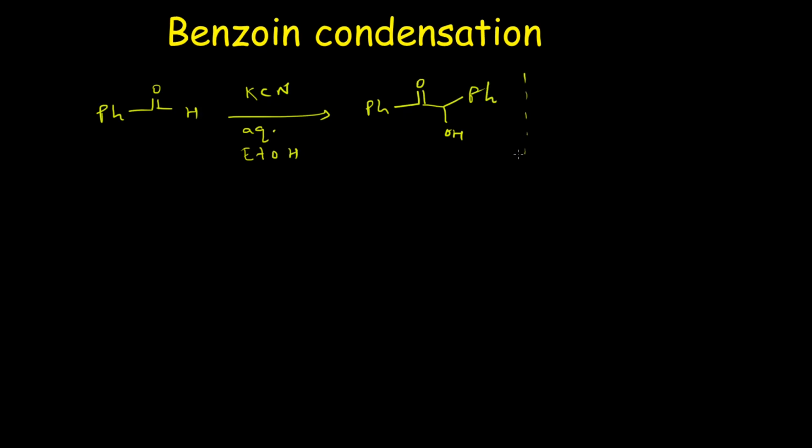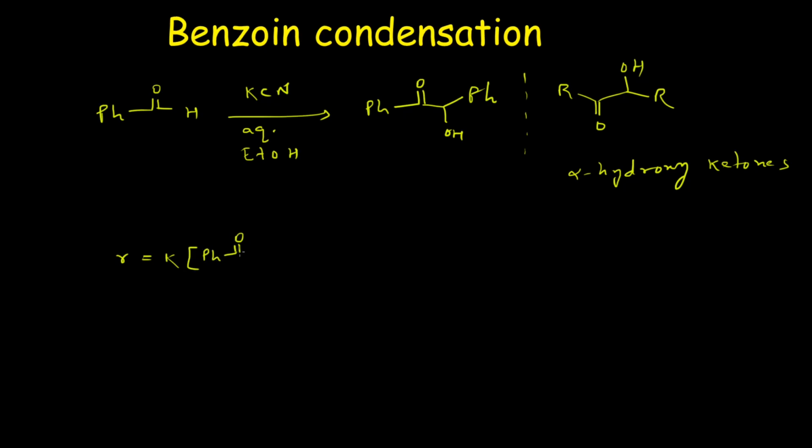If you compare the structure of benzoin with acetoin, then you can see the similarities between these structures. Both are alpha hydroxy ketone molecules. Right? So now the rate law for this benzoin condensation reaction was found to be this, where the rate is second order with respect to the aldehyde and first order with respect to the cyanide ion.